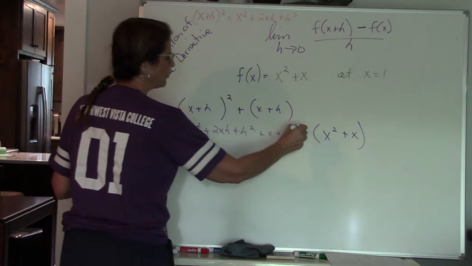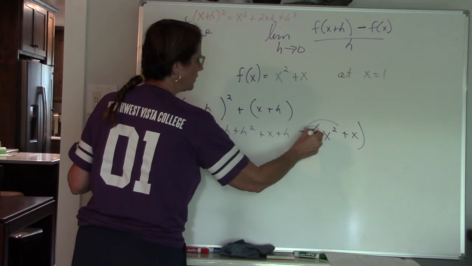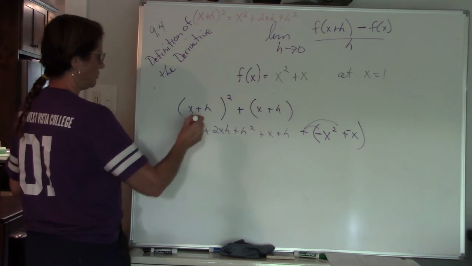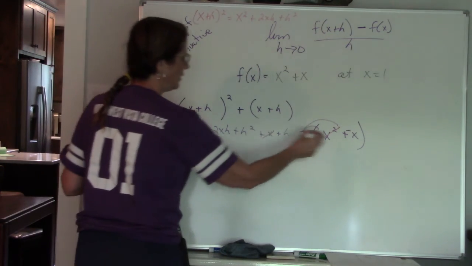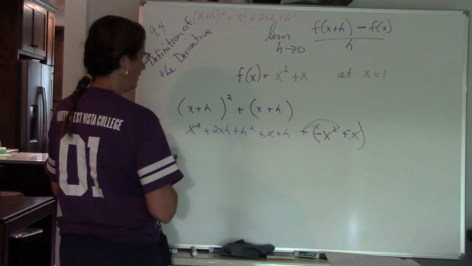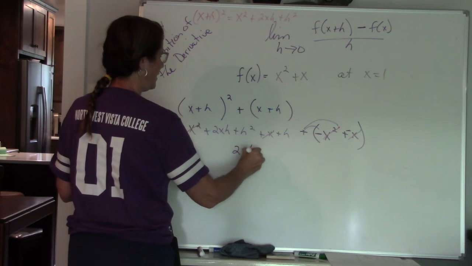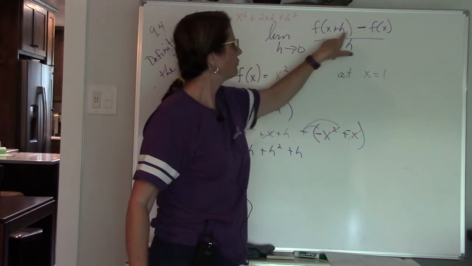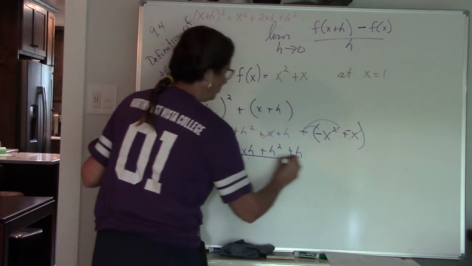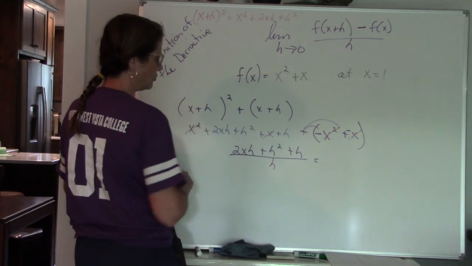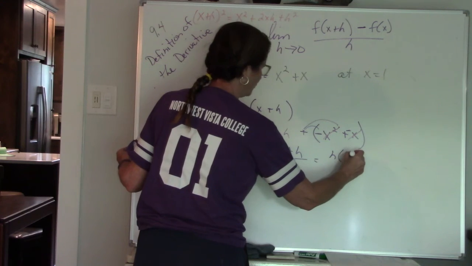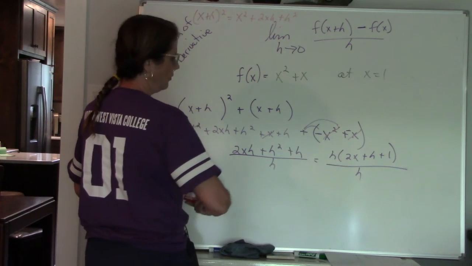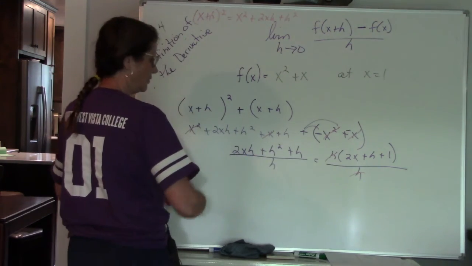Okay, which means I have to push this negative through, so this becomes negative and that becomes negative. So now I can start canceling. X squared, negative x squared, positive x, negative x. And all I have left is 2xh plus h squared plus h. So now I'm done with these two, the first two steps. Now I'm going to divide the whole thing by h. I can't just go through and cancel. I have to factor out an h first. All over h. Now I can cancel, right? You can't cancel unless it's showing all multiplication.